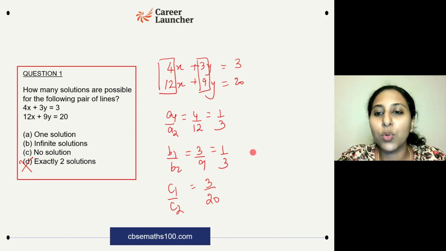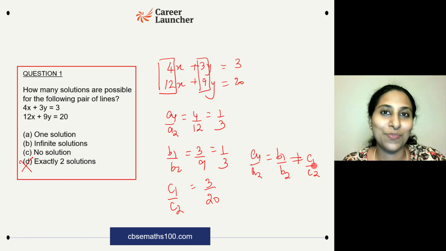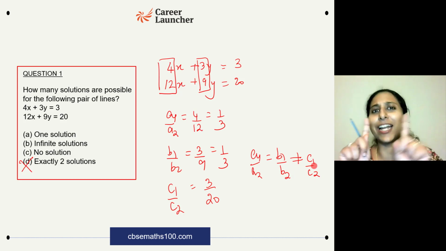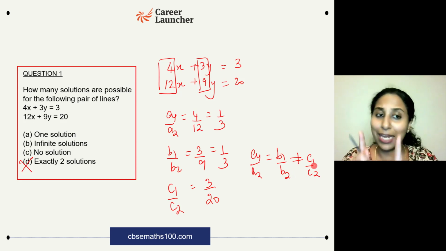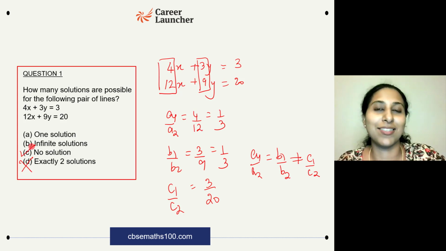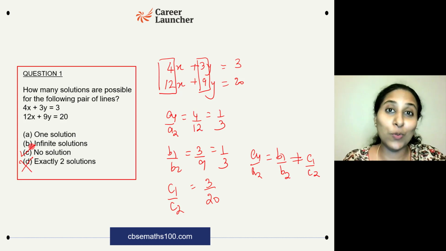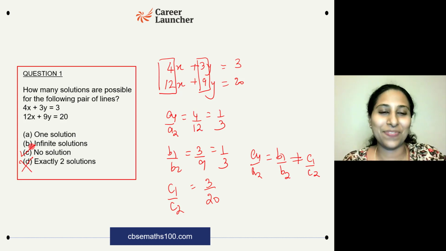Quite clearly, you can see that A1 by A2 is the same as B1 by B2, but it's not equal to C1 by C2. Which condition is this? This is the condition for parallel lines. That means there is no solution. No solution would be the answer to this question. Okay, all right. Let's go to the second question.